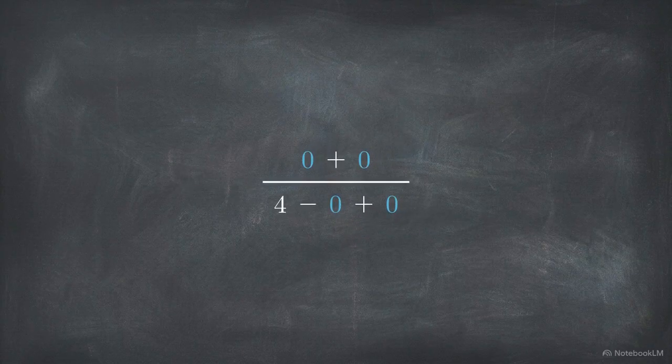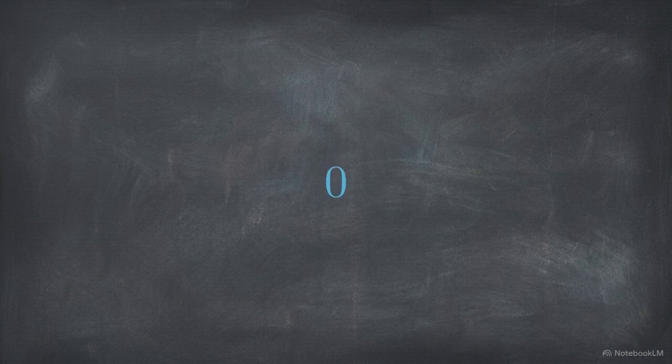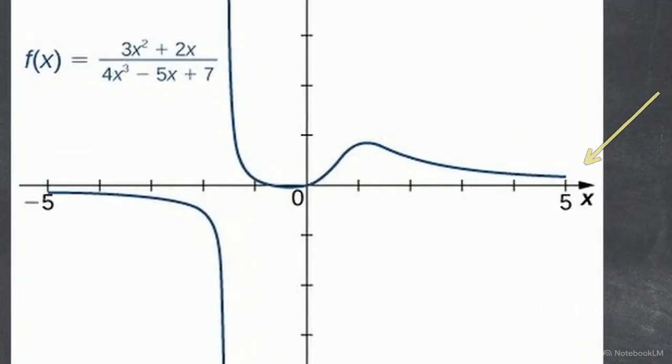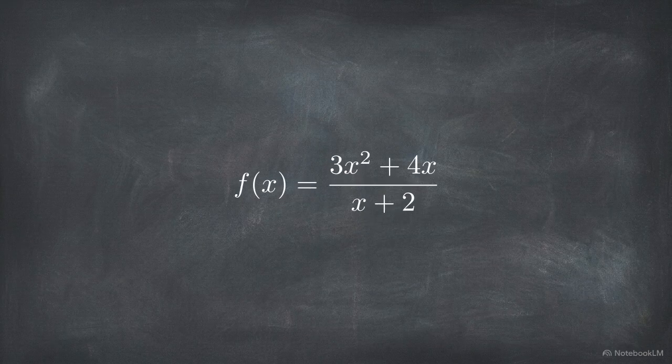Taking the limit, every term with an x in its denominator vanishes. The numerator collapses to 0, and the denominator becomes 4. 0 divided by 4 is 0. This chart shows how the function behaves. Because the denominator outpaces the numerator as x grows, the limit is 0, pulling the ends of the curve toward the x-axis. Now consider a top-heavy function.